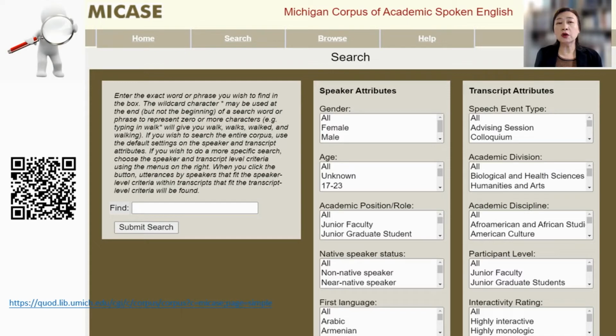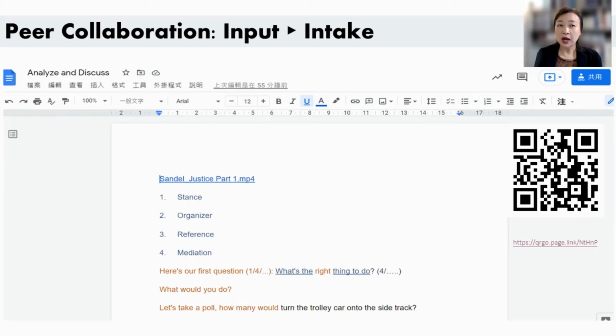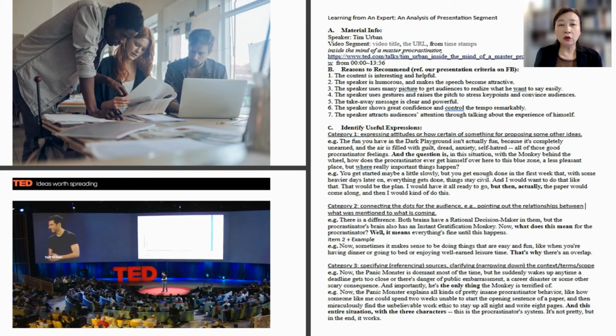We can also turn the worksheet into something students can collaborate on with each other. They should discuss with each other before they submit the work. Can they actually do it? Of course. Look at what my students have submitted. They did perfect work. And by completing the worksheet, they managed to turn the input into intake. They started to have the awareness of some useful expressions, which might come in handy in their later presentation.